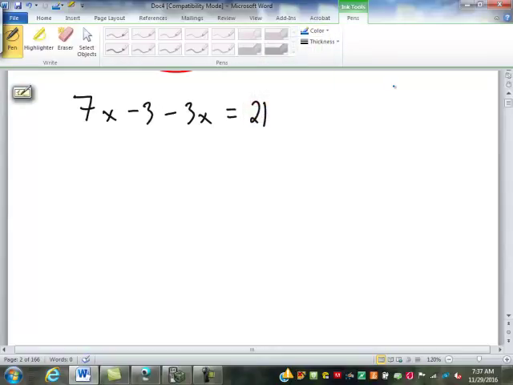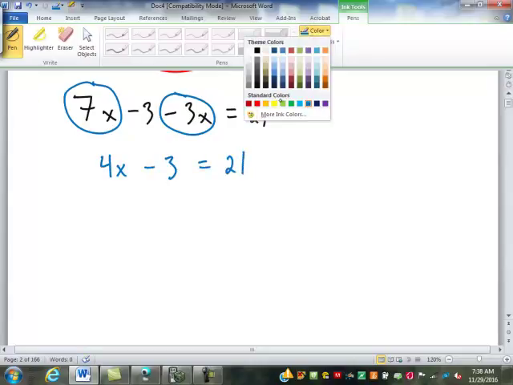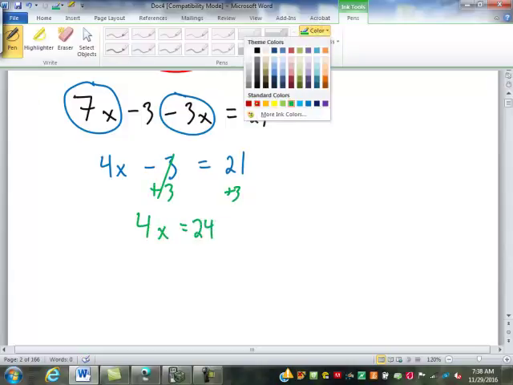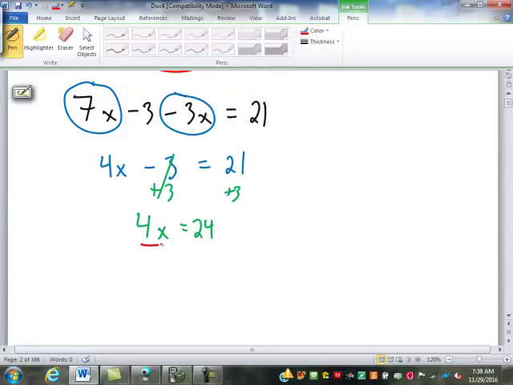What's different here? Yeah, both of the x's appear on the same side of the equation. So rather than having to get rid of one, we're just going to combine them. 7x and negative 3x make 4x. Then what? Add the 3. 4x equals 24. And then divide by 4. X equals 6. Any questions?